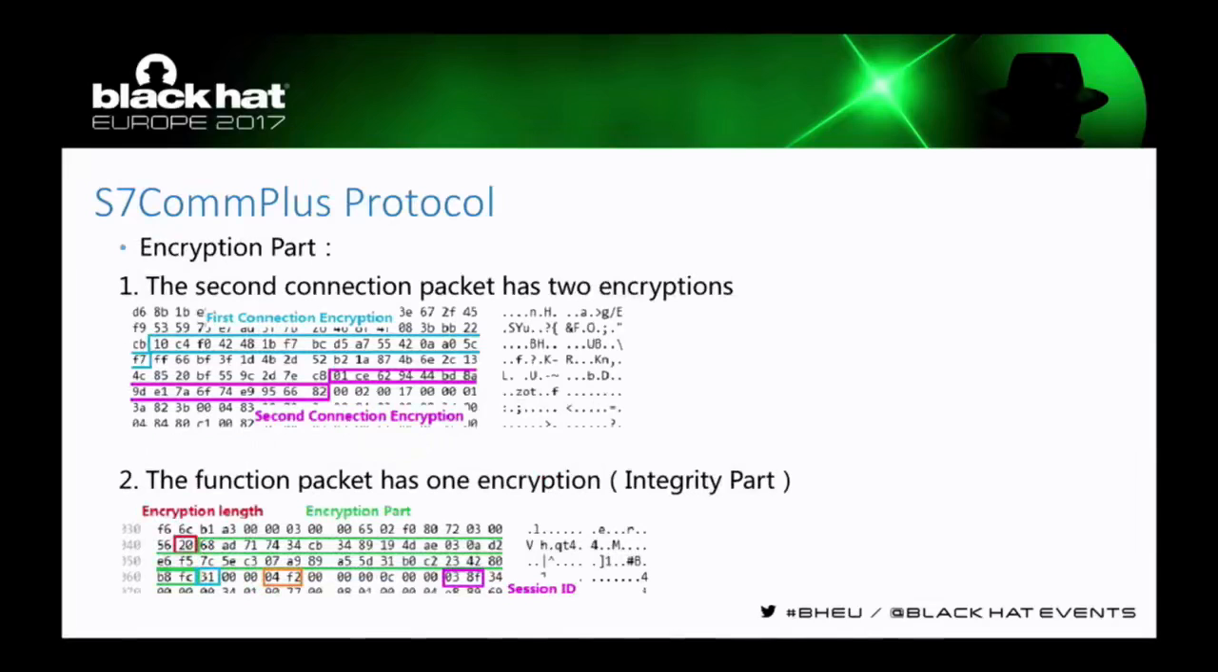Also, the S7CommPlus protocol has two encryption parts. We have already mentioned that one is in the second connection packet, and the other is in the function packet. The second connection packet has two encryptions, as the picture shows.